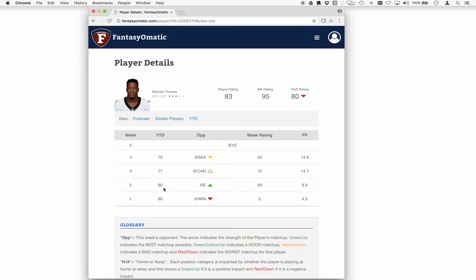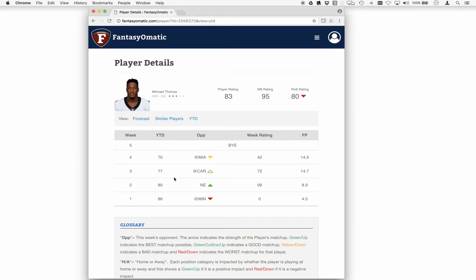That then lowered his year-to-date value down to 80, at which time he went against an excellent matchup, and then again only fared 8.9 fantasy points. That too will drop your matchup value. So he ended up as a 77, went against Carolina, who's moderate, and did pretty well, although that continued to drop him because of the inertia that you see from some of the data previous to these week 3 weeks.